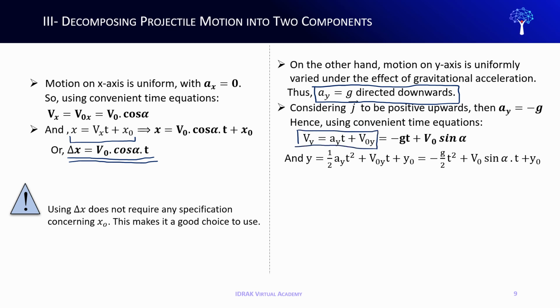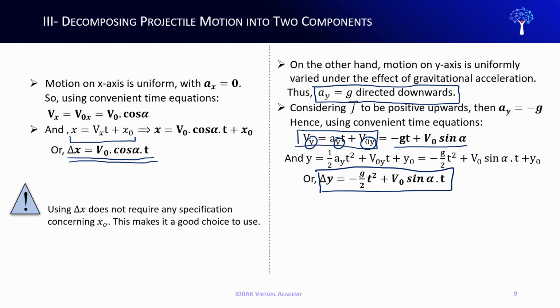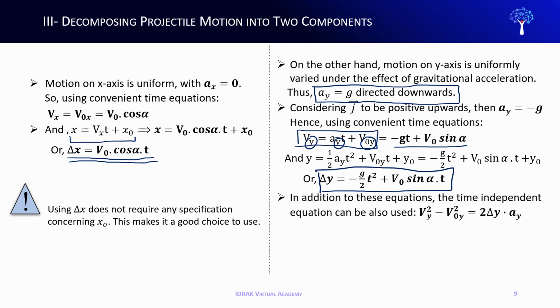and here we add the index y to indicate that this equation of motion is used on the y-axis. Thus, vy becomes minus gt plus v0 sine alpha. And y equals half at squared plus v0t plus y0, becoming minus g over 2 t squared plus v0 sine alpha t plus y0. Again, if we consider delta y, this is of major importance, it becomes minus g over 2 t squared plus v0 sine alpha times t. So as we said before, using delta y is better than using delta x.